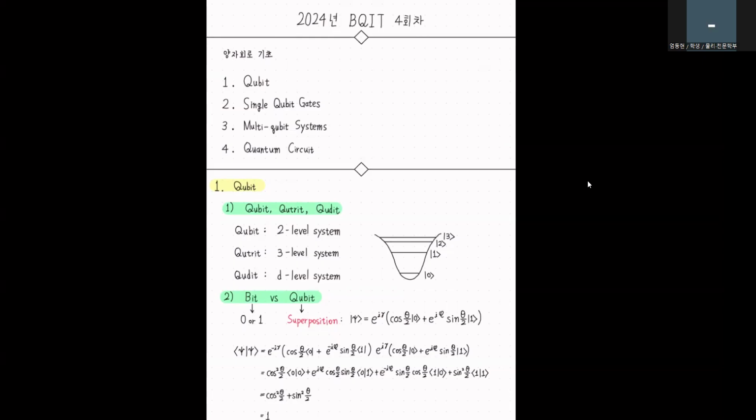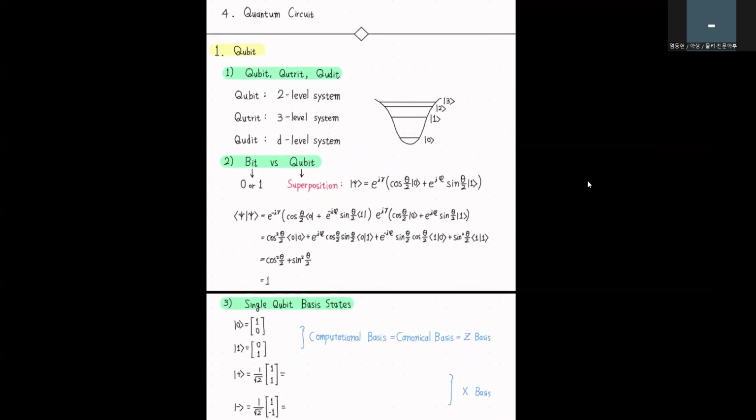So today we'll be getting to the basics of quantum circuits. We're finally getting into the meat of quantum information. So let's start with the concept of a qubit.